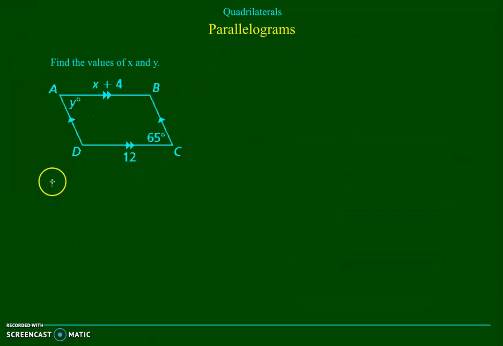This example tells us in this parallelogram, let's find the values of x and y. Well, the first piece is really easy. We know that the opposite angles are congruent, so if angle C is 65, then angle y has to be 65. So that was fairly trivial. And the opposite sides theorem says that this side is congruent to this side, so we know that x plus 4 equals 12, x equals 8. So let's go ahead and work another problem.